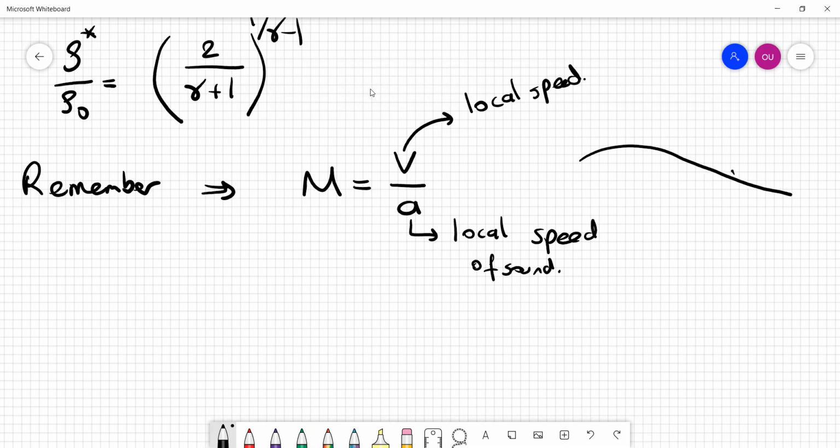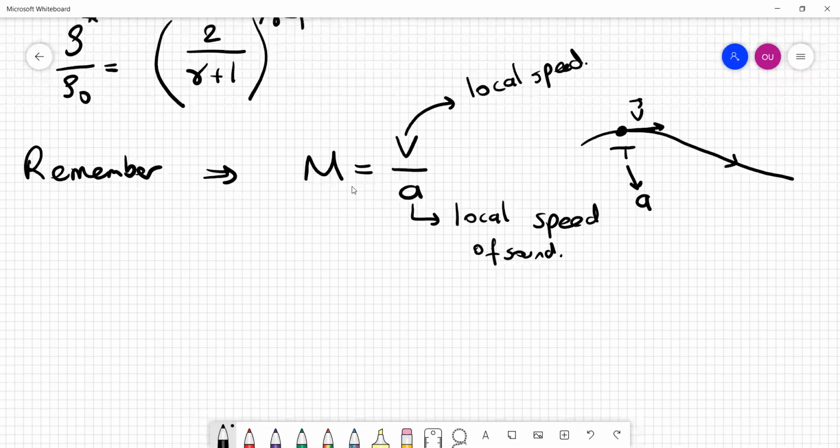When I say local, again we are considering a streamline. If I select a point here and I know the temperature here, this gives me the local value of the speed of sound at this very point. And if there is a certain velocity vector associated here, its magnitude is V. So that velocity magnitude V divided by the speed of sound is how I define my Mach number. So this M is the local value. Now we introduce a new definition in compressible aerodynamics calculations.